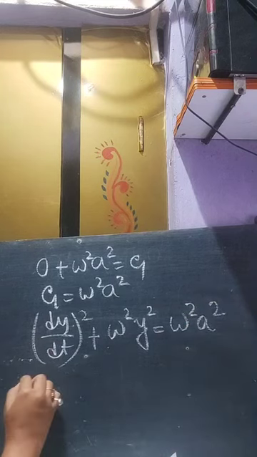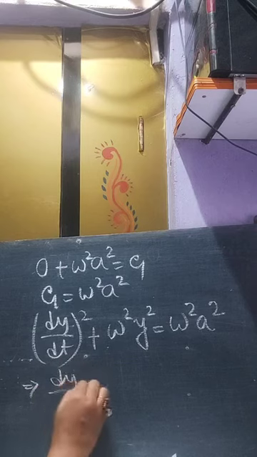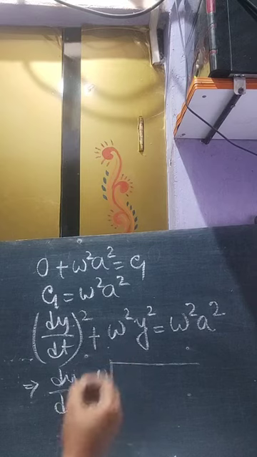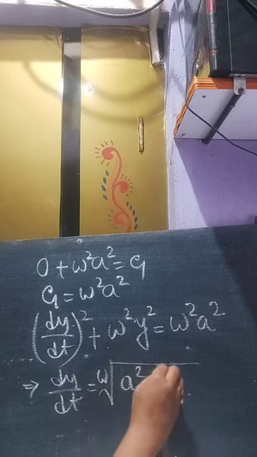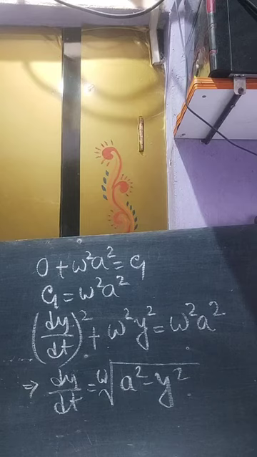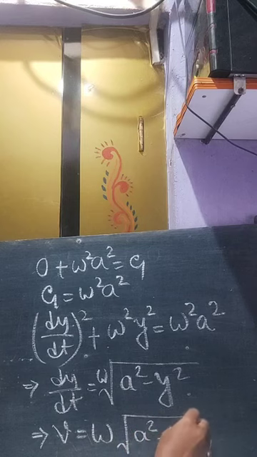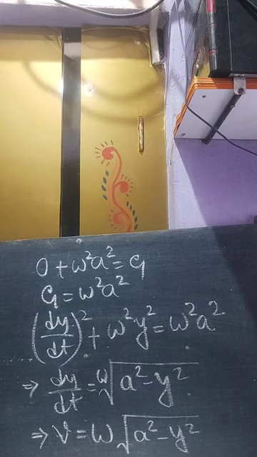Okay, so dy/dt is nothing but the square root of omega squared times (a squared minus y squared), with omega taken out. And what is dy/dt? It is nothing but the velocity. So velocity is omega into the square root of a squared minus y squared. So this is the velocity of the simple harmonic motion. Okay.